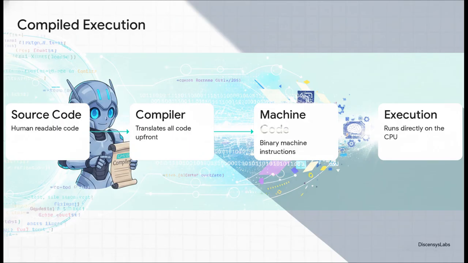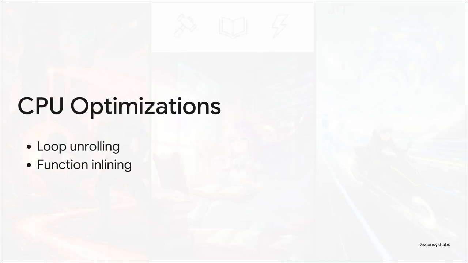Languages like C, C++, and Rust use this, and the main perk? Pure, unadulterated speed. But compilers don't just translate. They aggressively optimize your code beforehand. Take function inlining, for instance.